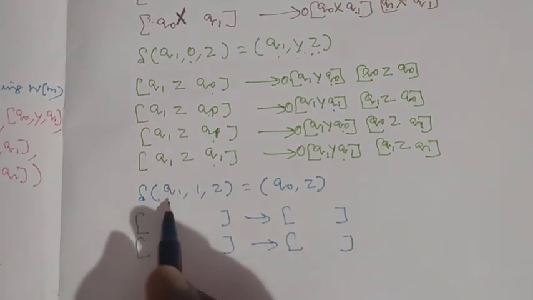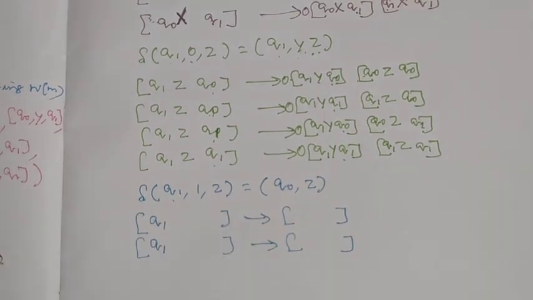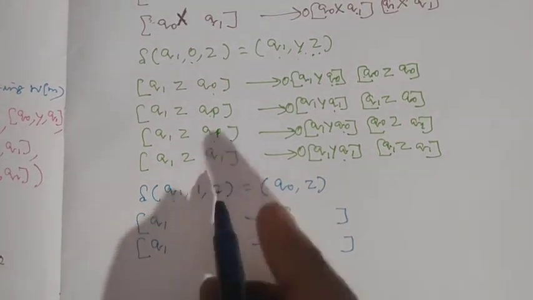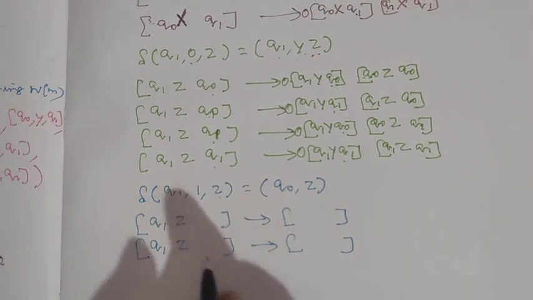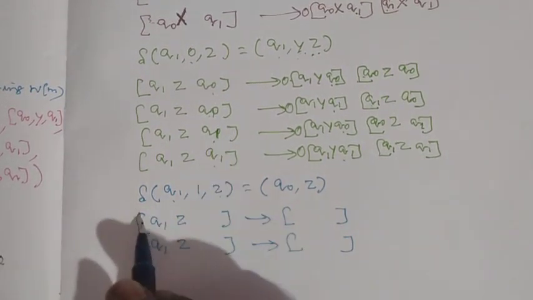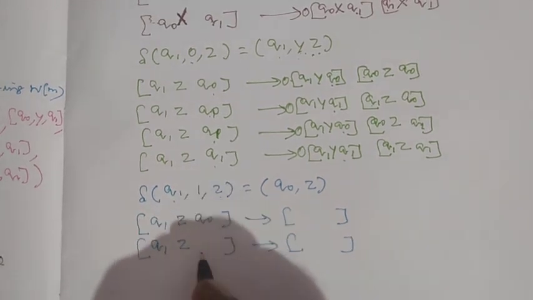Now see what is the input. Input is q1. So we will write q1 on q1. Then what is the topmost symbol of the stack? It's Z. So write Z and Z. Now see what the states are here. There are two states, isn't it? Q0 and Q1 only. There are two states in the pushdown automata. So write Q0 and Q1.